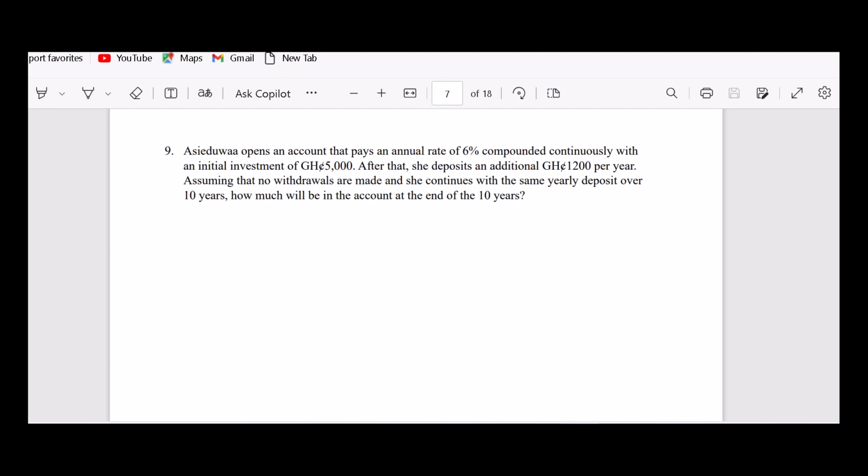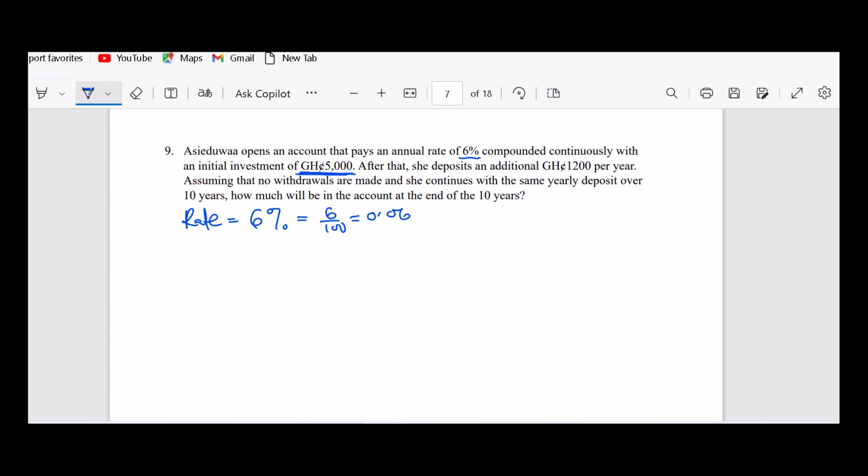Let's look at this question. It says that Asiedua opens an account that pays an annual rate of 6%, compounded continuously, with an initial investment of this. So the annual rate, 6%, equals 6 over 100, which goes to 0.06.